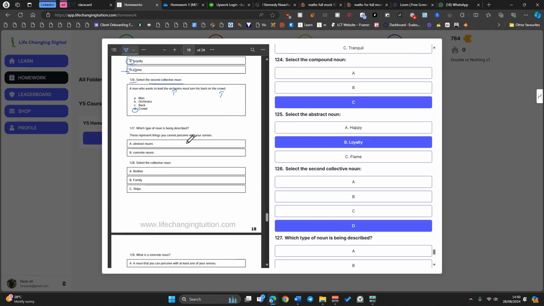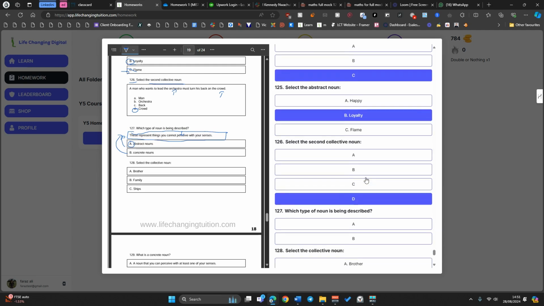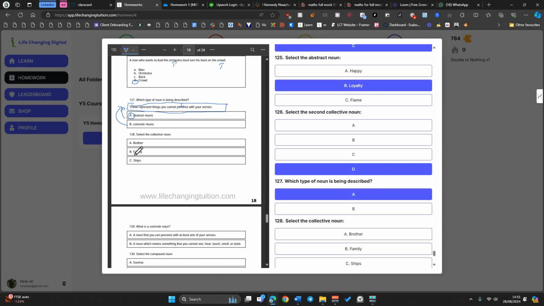Question 127. Which type of noun is being described? These represent things you cannot perceive with your senses. Okay, so we have to look for the describing word. So this is a verb. Oh right, sorry, I didn't realize. Basically what it's asking is, what does this sentence describe, right? So is it an abstract noun that it's describing or a concrete noun that it's describing? Well, it's an abstract noun because an abstract noun is something that you cannot perceive with your senses. So that'll be option A.